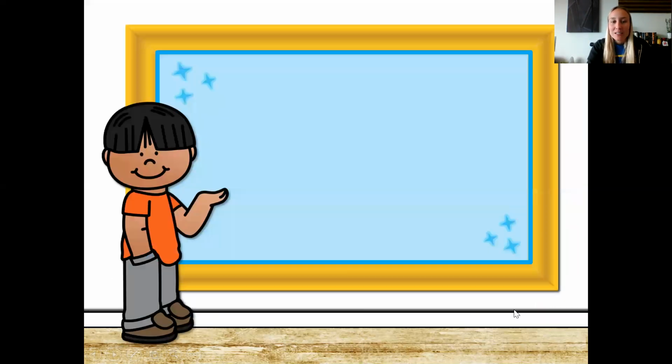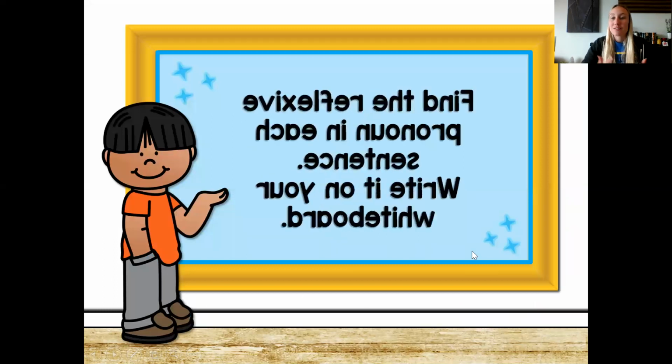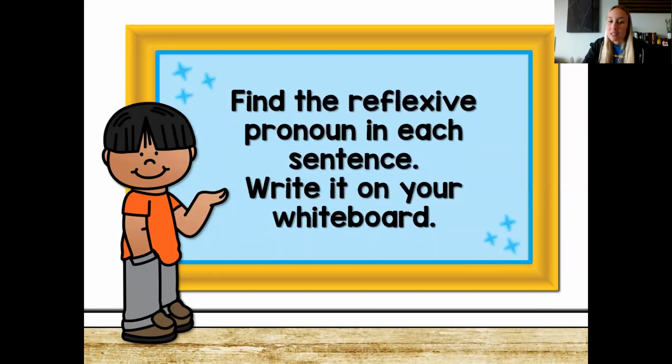Okay, so now let's do some practice finding the reflexive pronouns in these sentences. Obviously, we don't have whiteboards, or maybe you do, but I wouldn't be able to see it. So just write it on your piece of paper. If there's an adult that's sitting with you, you can talk to them about it too and tell them what you think the answer is. All right, let's get started.